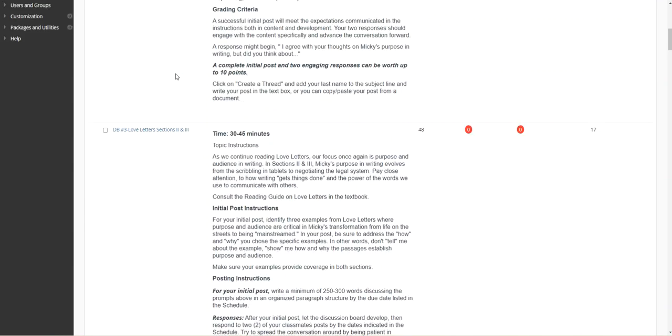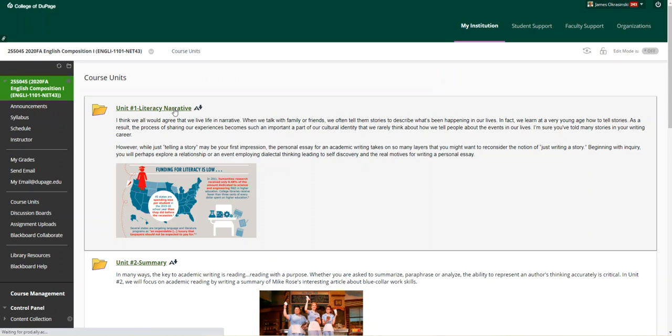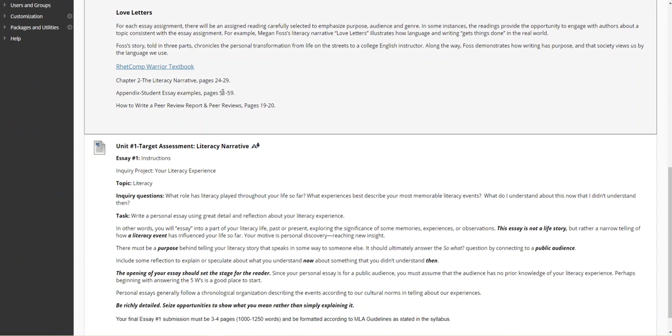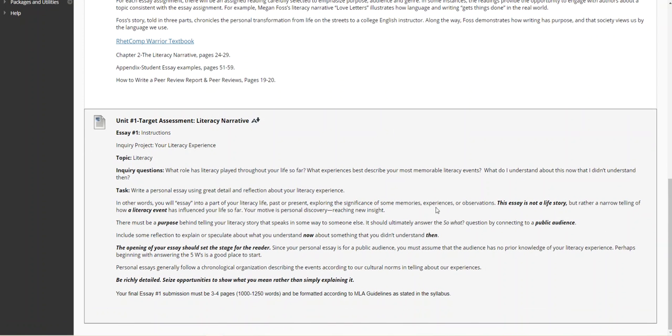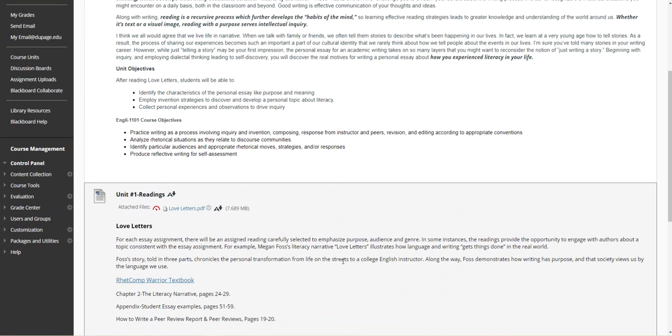So let me get back to the course units. Let's get back to the narrative assignment. Like I said, you want to make sure you get those readings in. It's very easy to read chapter 2 for the literacy narrative. Take a look at the assessment here. Your essay has got to be 1,000 to 1,250 words. So this is a significant essay about your literacy.